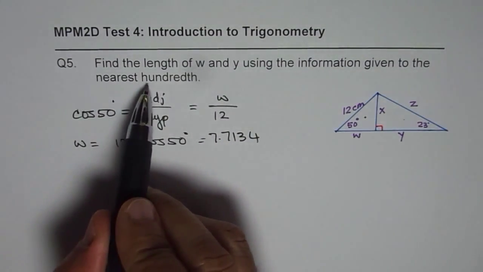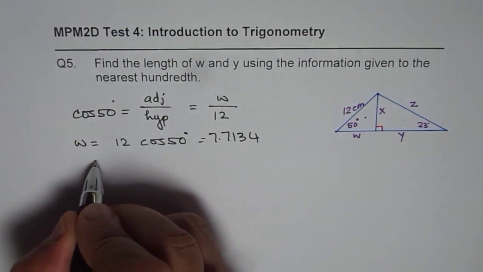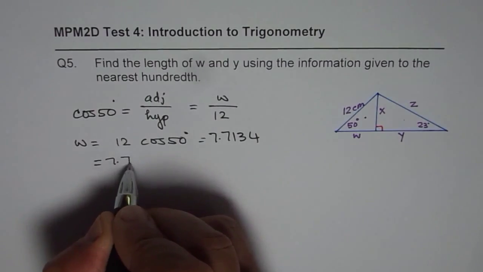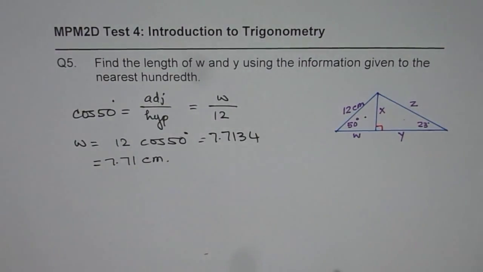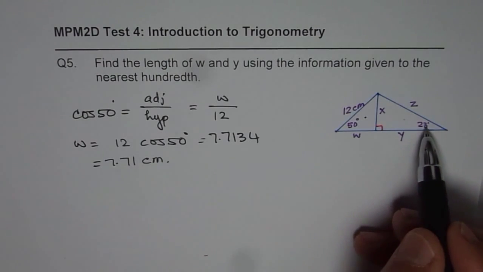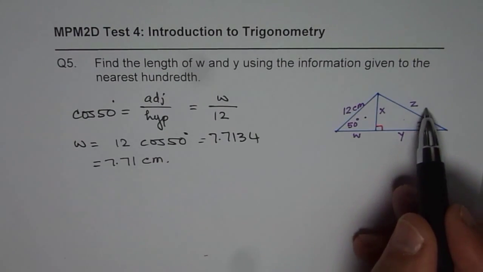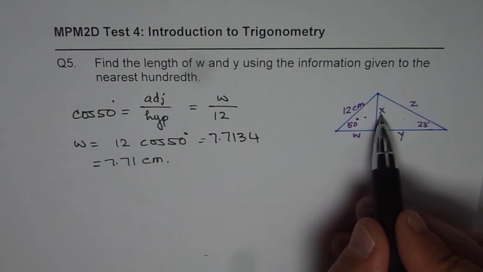We need to round to nearest hundredth. So that means we could round this answer to 7.71 and the units are centimeters. Include units in your answer. Now let's look into the second example where we need to solve for Y. Now in this particular triangle, we are given angle but no other side. That means we should be finding what X is, right?